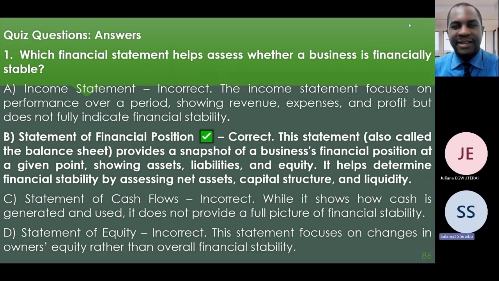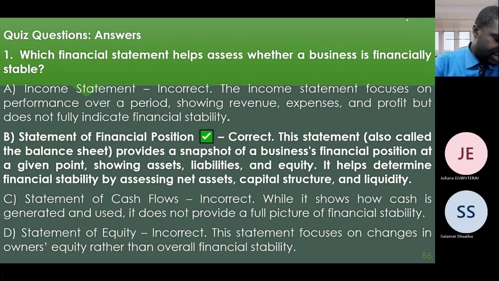So income statement is incorrect because the income statement focuses on performance, not position. The statement of income focuses on performance over a period, showing revenue, expenses, and profit, but does not fully indicate financial stability. The statement of financial position provides a snapshot of the business's financial position at a given point, showing assets, liabilities, and equity. It helps determine financial stability by assessing net assets, capital structure, and liquidity. So J is correct, B, and S is not correct.